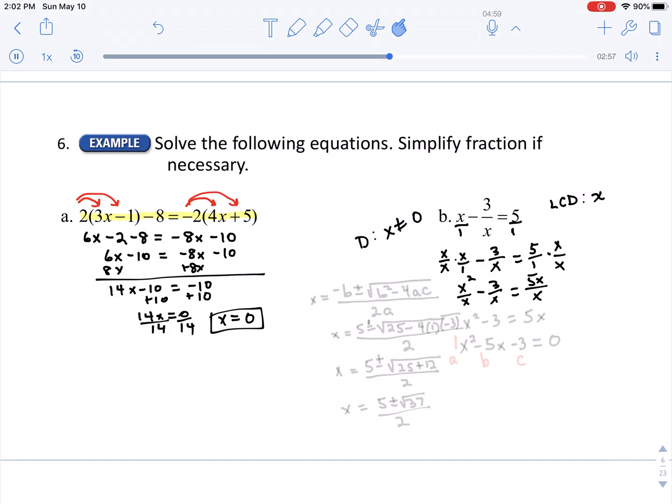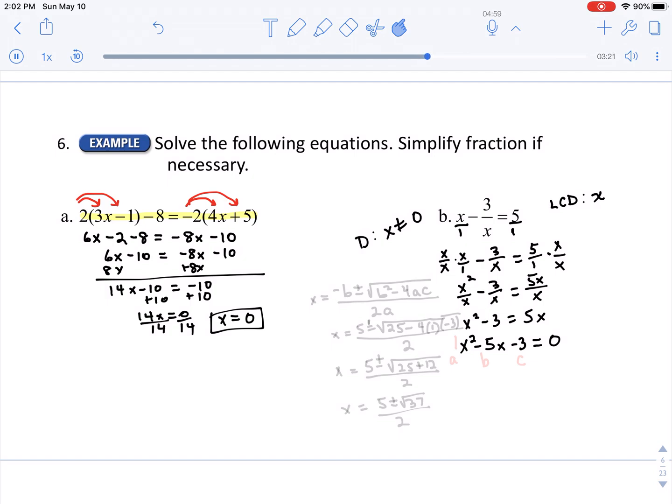So now I can drop it, so I can do x squared minus 3 equals 5x. And I want to subtract 5x from both sides, so I get x squared minus 5x minus 3 equals 0. That gives me a quadratic equation. So I'm going to try to factor it, but it doesn't factor. If it doesn't factor, then I have to use the quadratic formula.